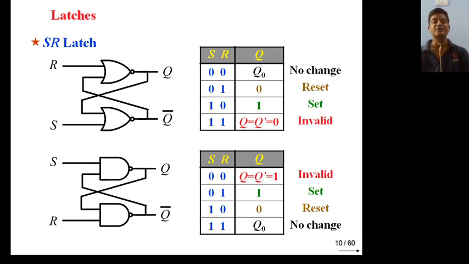S is the set condition, R is the reset condition. In the next class we will see different types of flip-flops: SR flip-flop, set reset flip-flop, then JK flip-flop, D flip-flop, and T flip-flop.